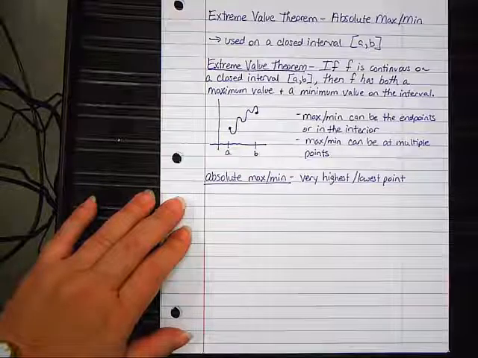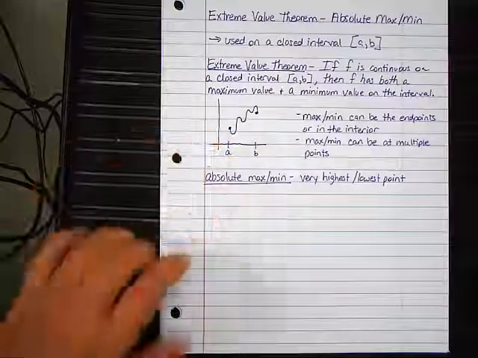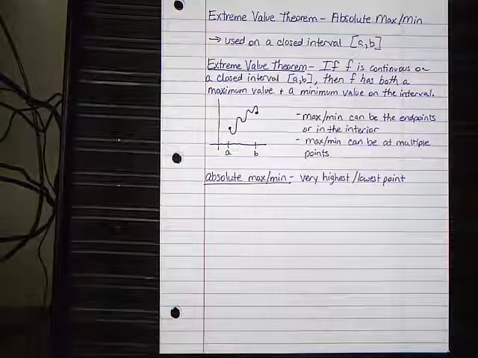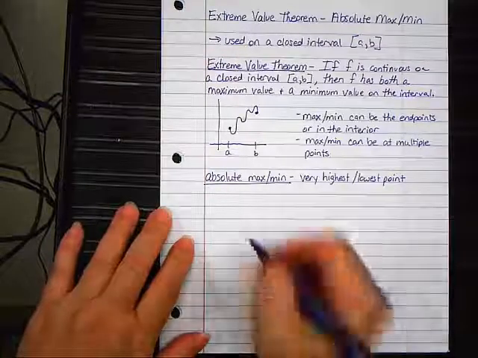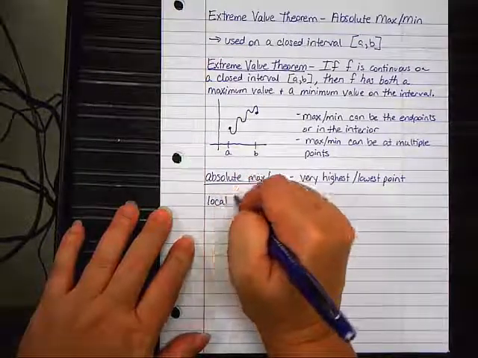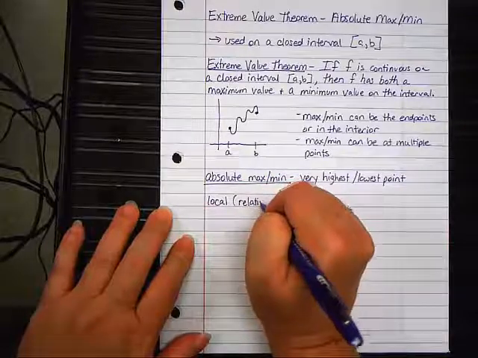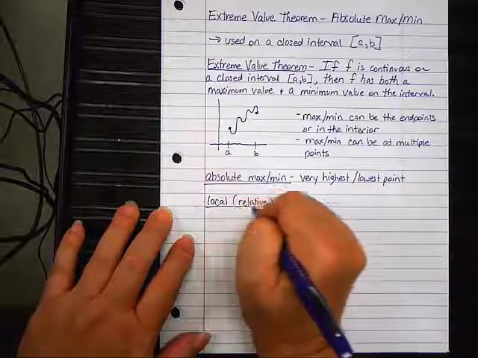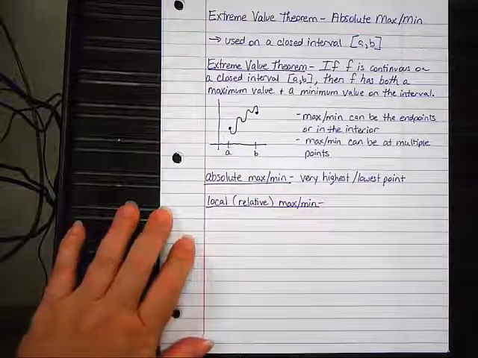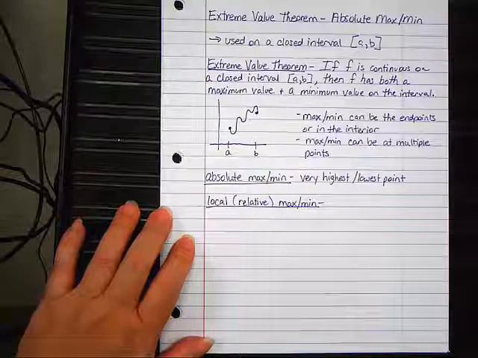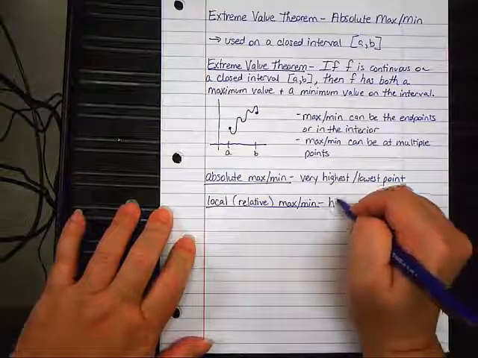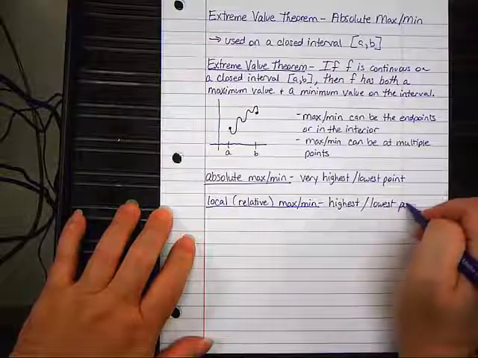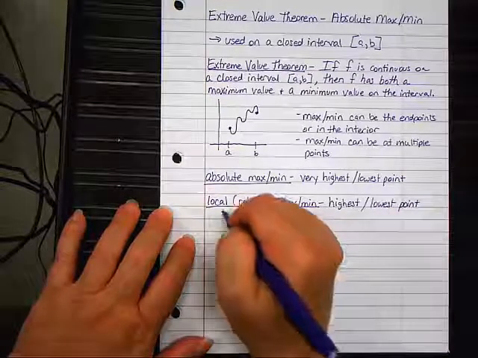Okay? However, on my picture specifically, there are maxes and mins within the middle that are not the highest. And these are called local or relative maxes and mins. And we need to address that as well. Local or relative maxes and mins. They are the highest or the lowest point, quote unquote, in the neighborhood.